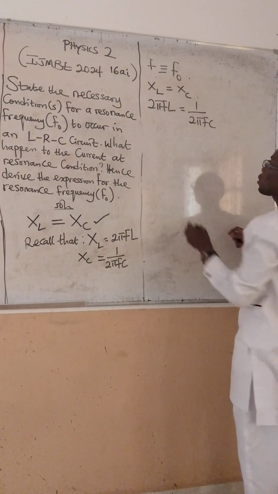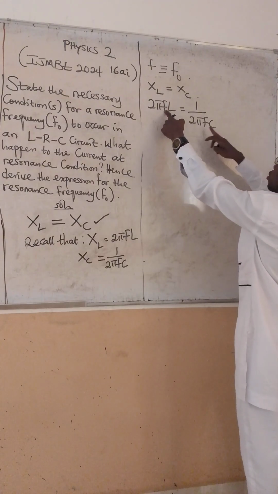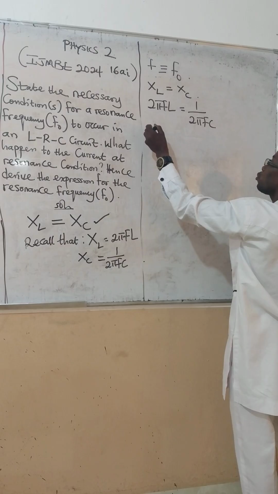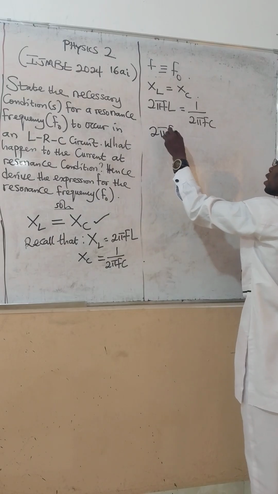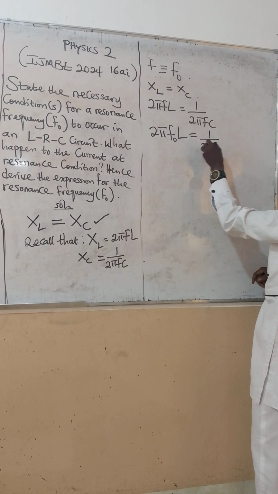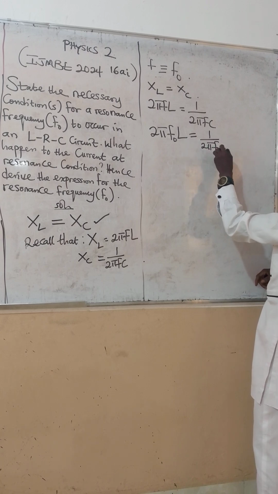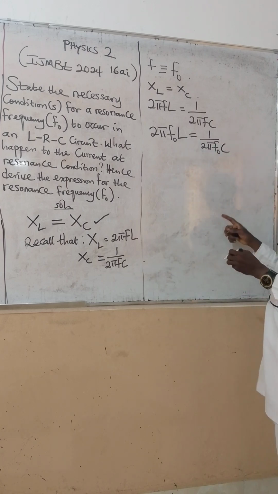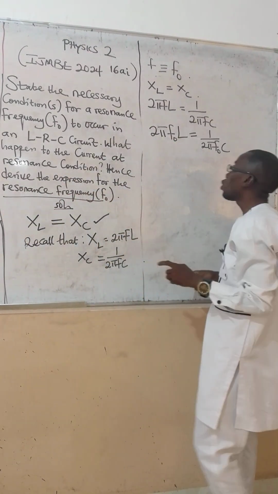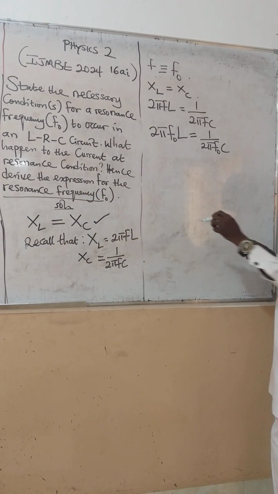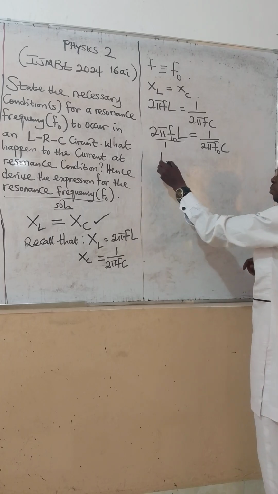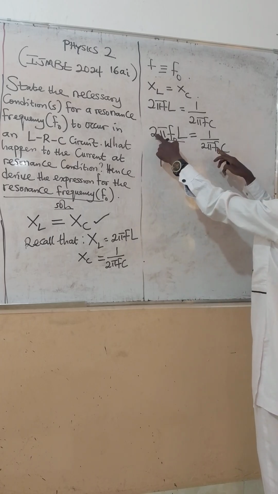Then what do we do at this point? F is the same thing as F here, which is the same thing as F naught. So you have this to be 2 pi F naught L equals 1 over 2 pi F naught C. Recall, all we're asked to look for is the resonance frequency, F naught. So at this point, we'll cross multiply. If you cross multiply now, you are going to have 1 equals this and this multiplied.